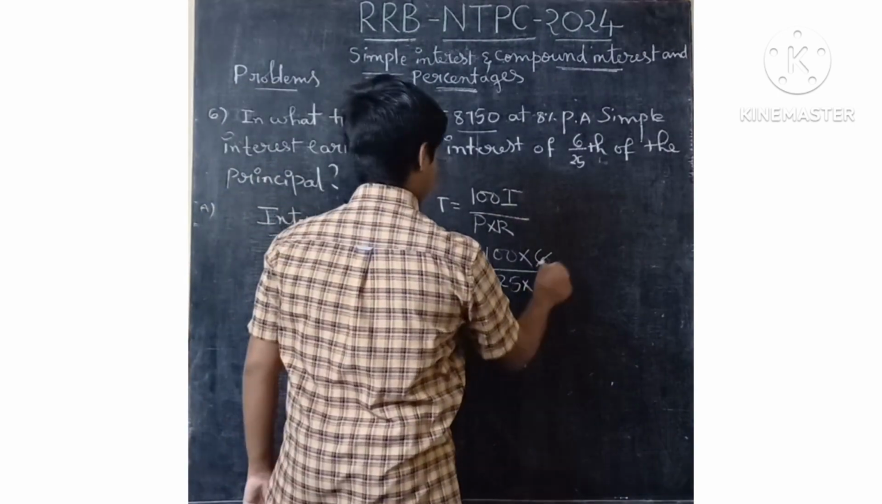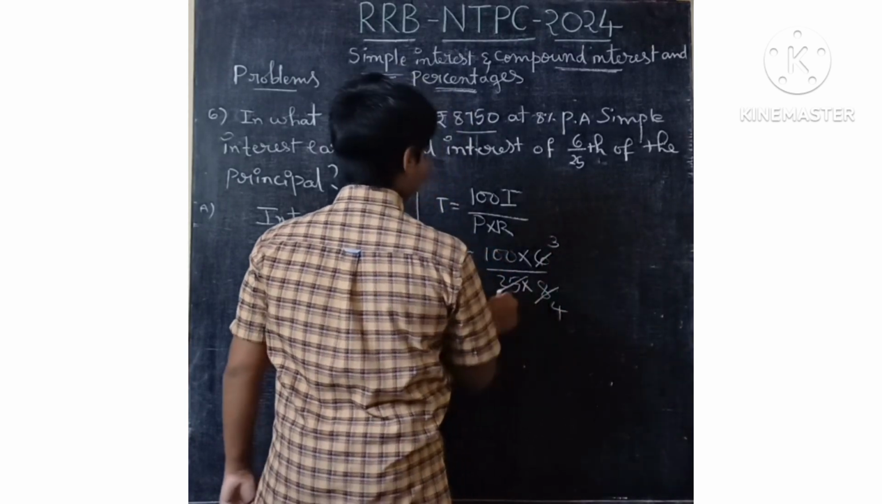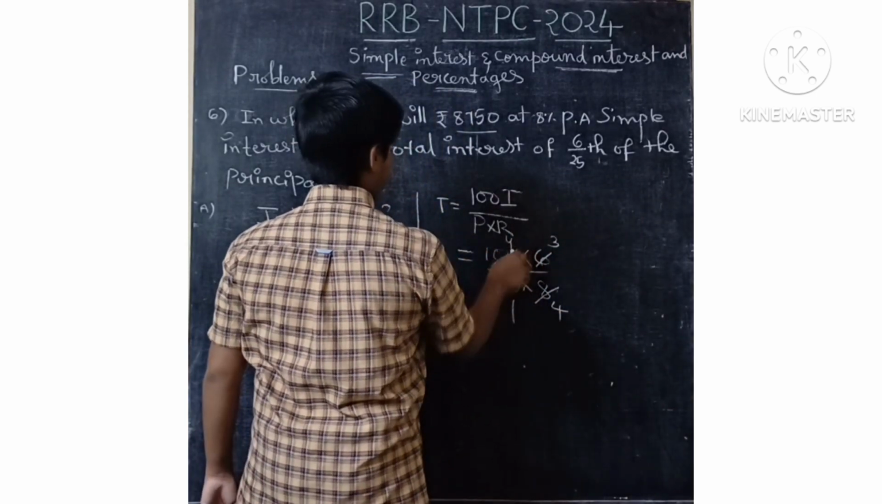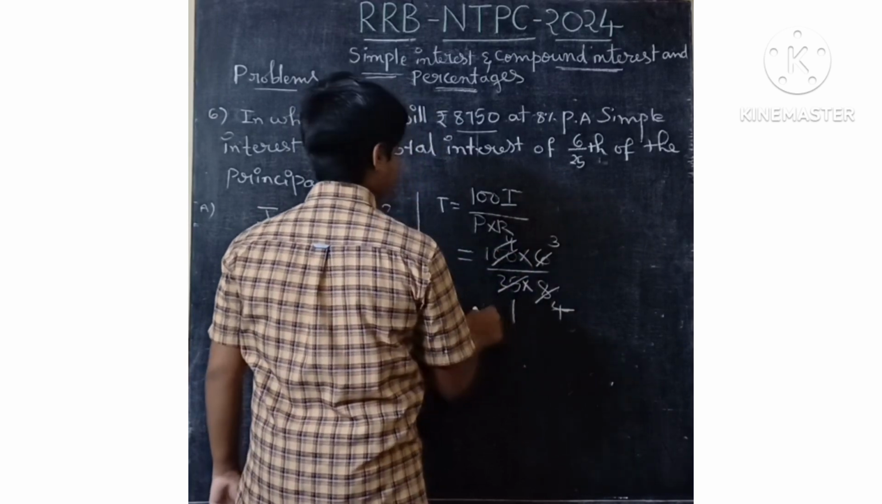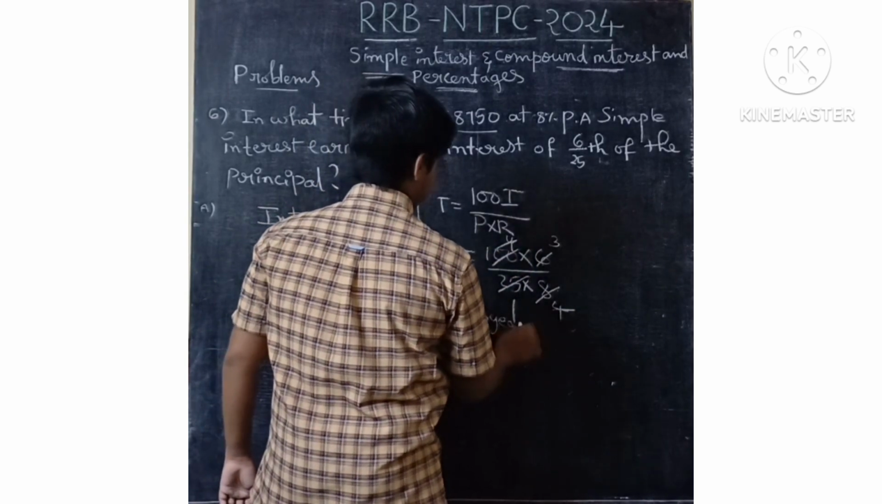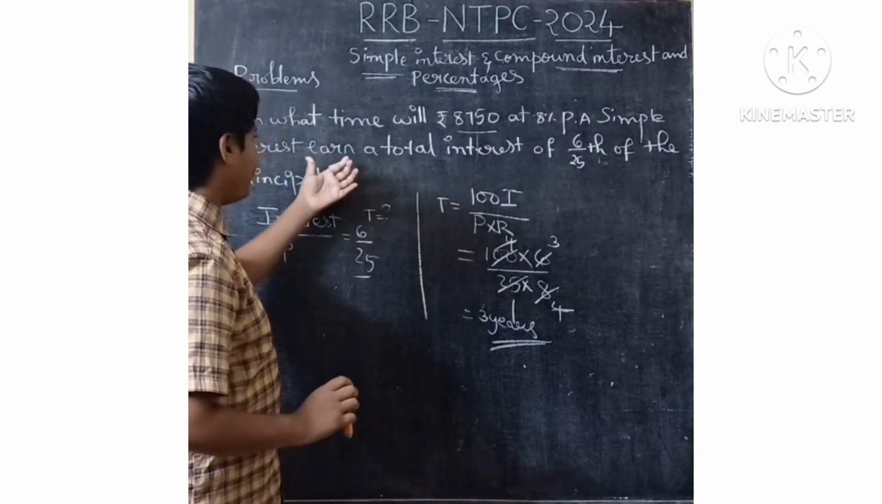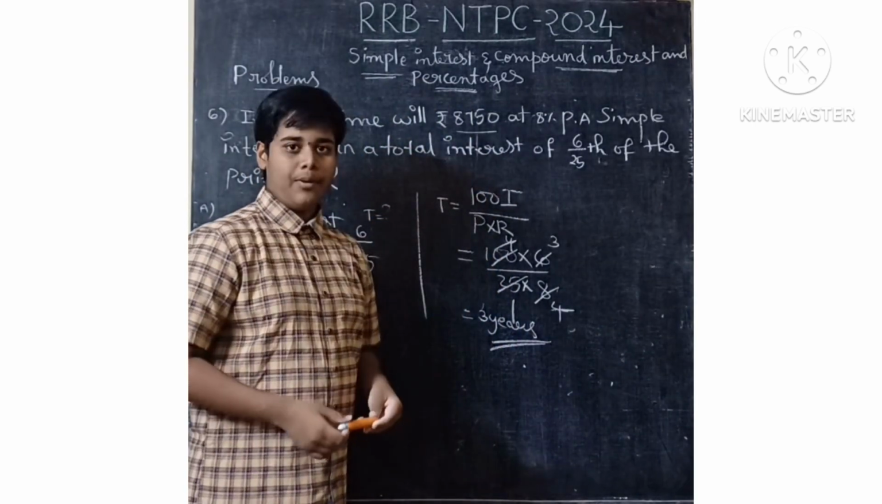So 6, 2 table 3 times, 4 times, 25 ones are 25, 25 fours are 100. So 4 gets cancelled and the remaining is 3. So 3 is nothing but 3 years. So 3 years is the time to complete or give the amount.